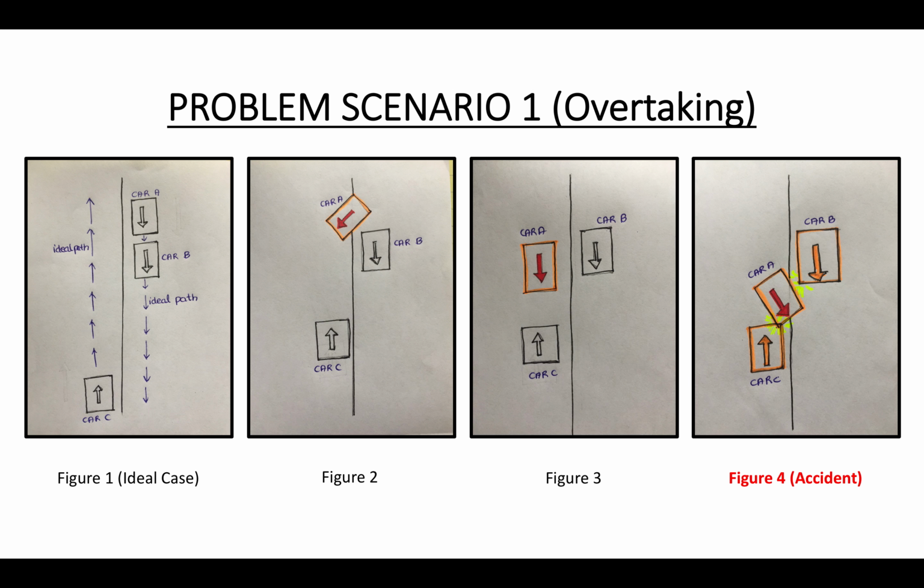Scenario 1, overtaking. We can observe that car A is trying to get into the opposite lane of the road to overtake car B. This can result in an accident with car C and B. The sad part here is that car C and car B were actually following the traffic rules, but they end up in an accident too.